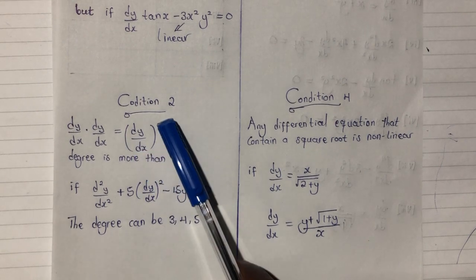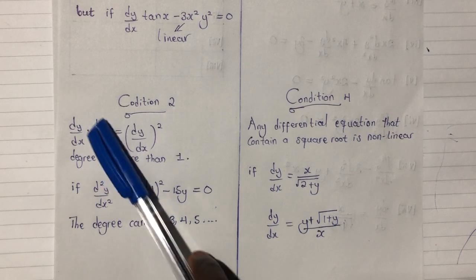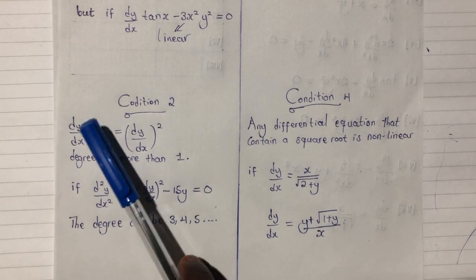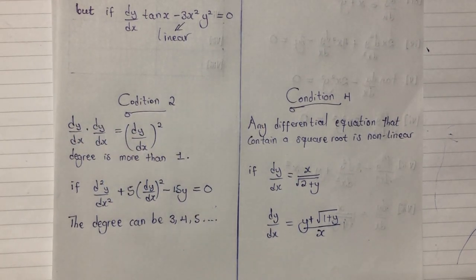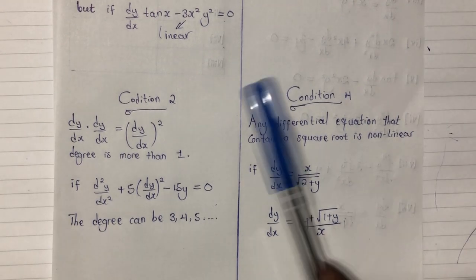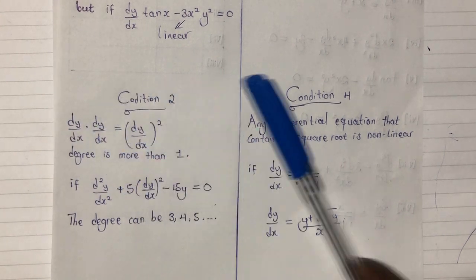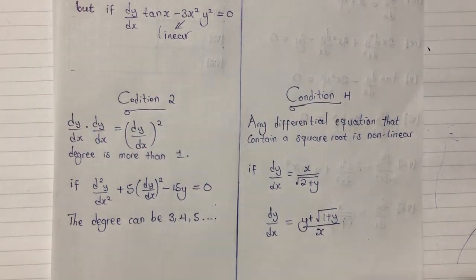So if the degree is 1, it means we have only dy/dx without multiplying another dy/dx. And that equation is not nonlinear, but rather linear. So when 2 derivatives multiply themselves, the equation is nonlinear.